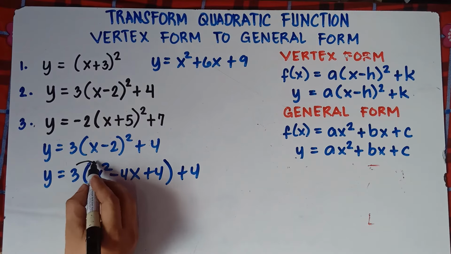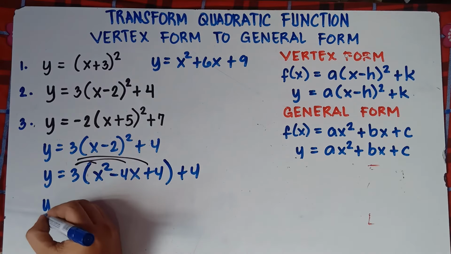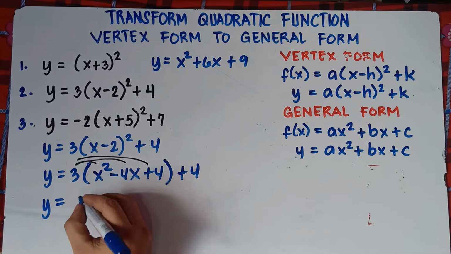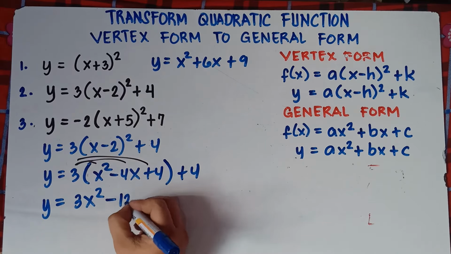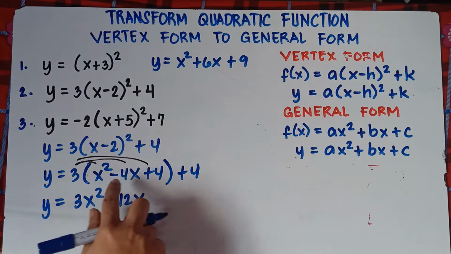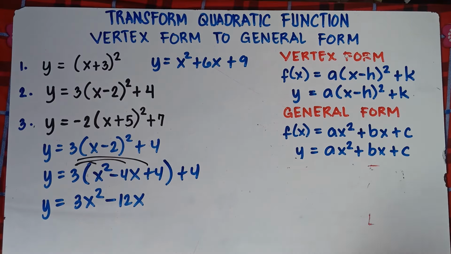You multiply. Distributive property. So this will be y equals 3 times x squared, that's 3x squared. 3 times negative 4x, that's negative 12x. Positive times negative is negative. Do not forget, class, unlike signs, the answer is negative.